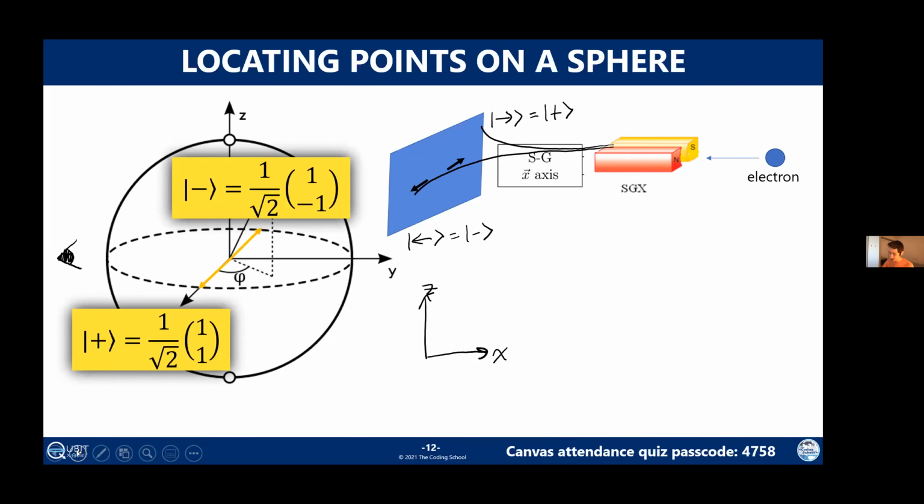Okay, and again, that's how we did the Stern-Gerlach experiment. If it deflected to the right, we called it ket plus. If it deflected to the left, we called it ket minus. On the Bloch sphere, the arrow to the right is ket plus, the arrow to the left is ket minus.